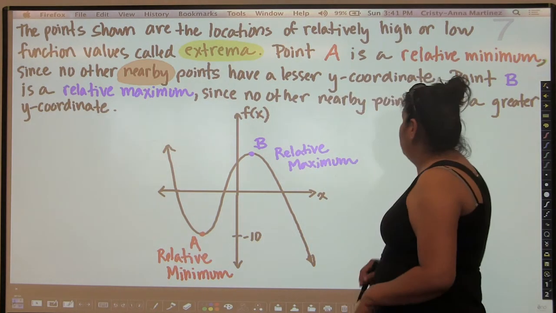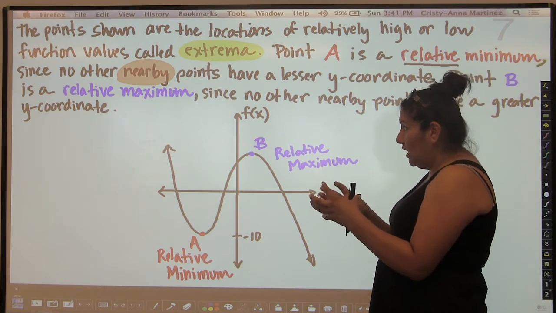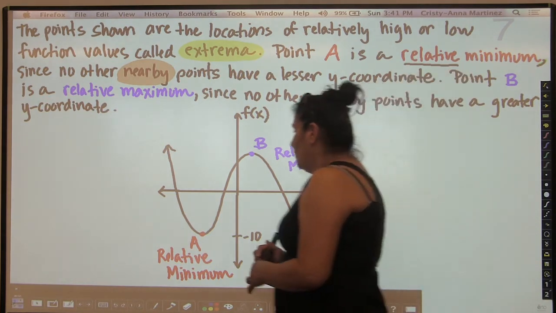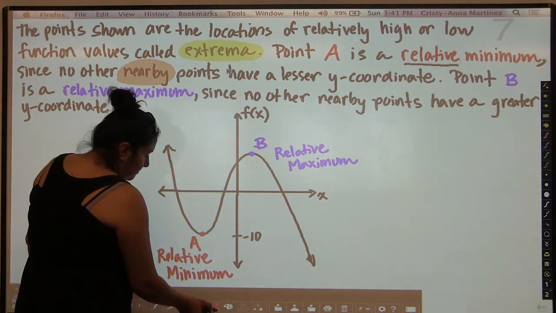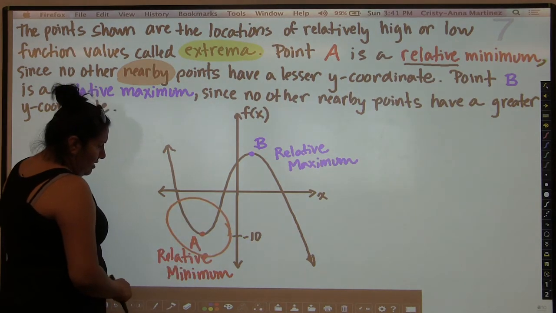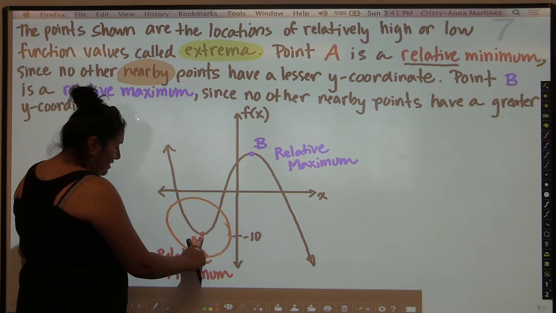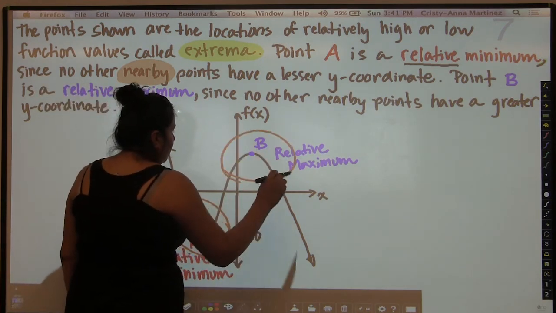So you have to understand what they mean by the word relative. Okay, relative means that in that general area, it is the lowest point. So if I were to take maybe a magnifying glass, and I'm just looking at these points right here, when I look at just those points, this is the lowest point in this circle.